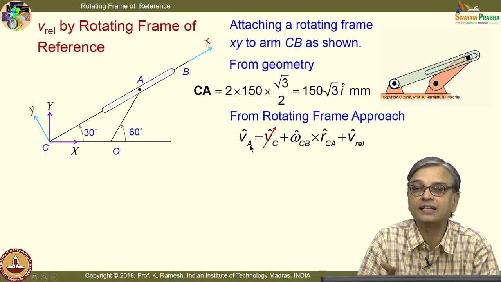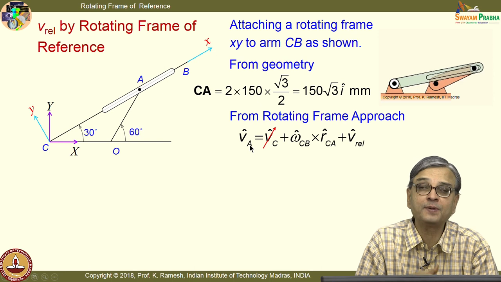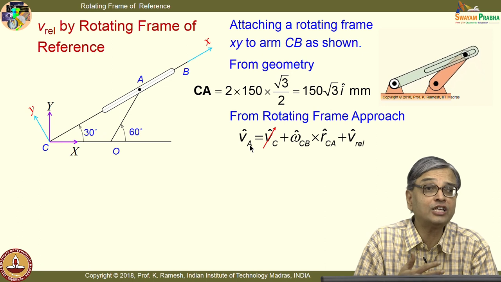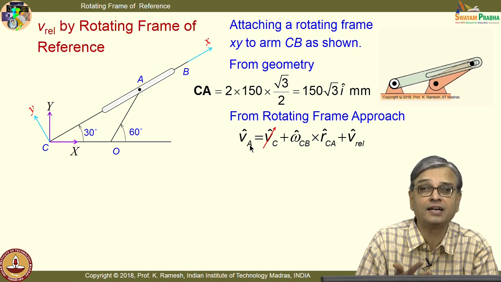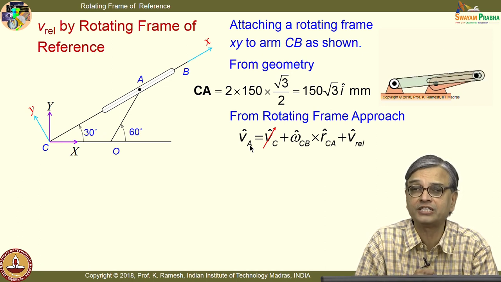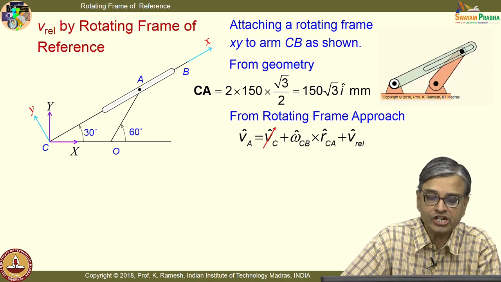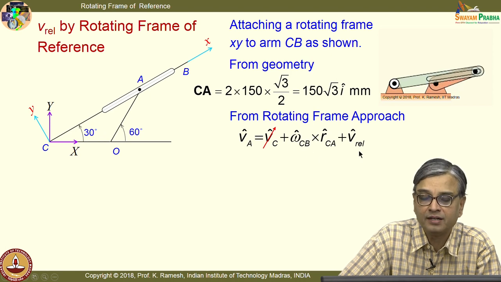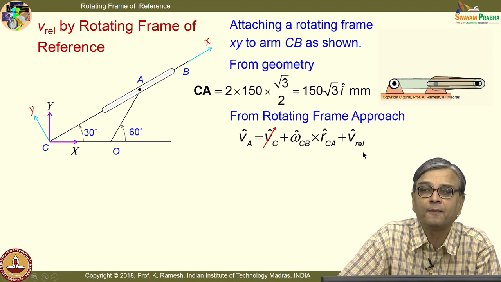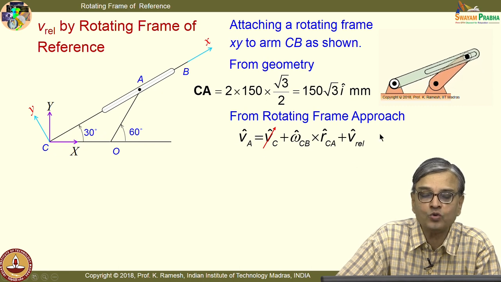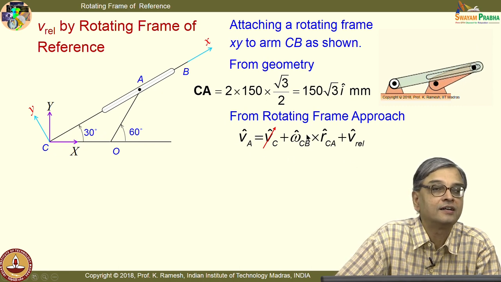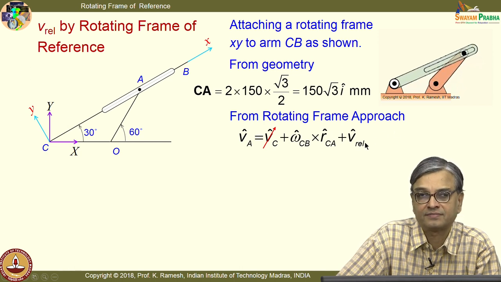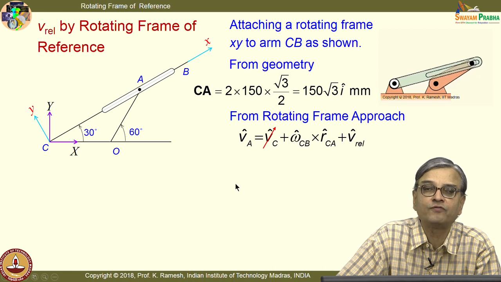I know its direction as well as its magnitude. I can express it in terms of the coordinate system that I choose, which is easier for me to solve. Here it will be easier to handle it in small i and small j. So, essentially what I do not have in this expression is the value of omega CB and the value of VREL. I generate two equations out of this by collating the i and j terms. I have two unknowns, so I can solve for both.